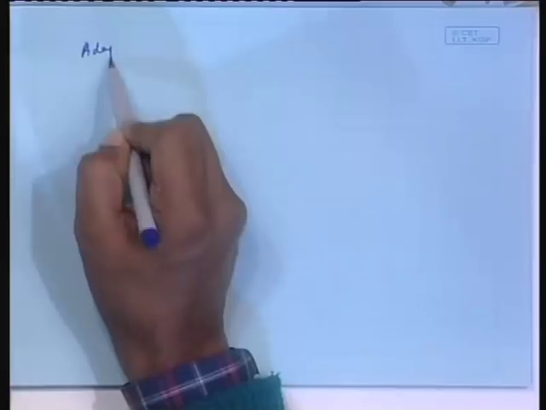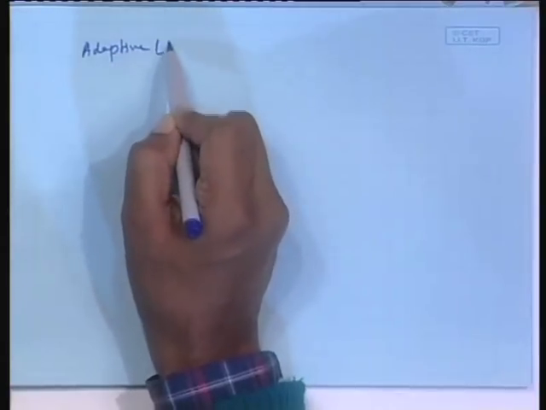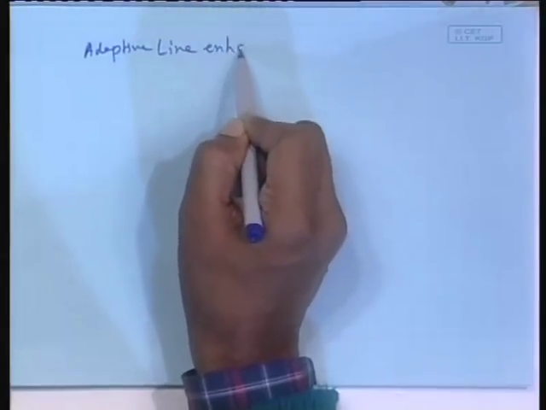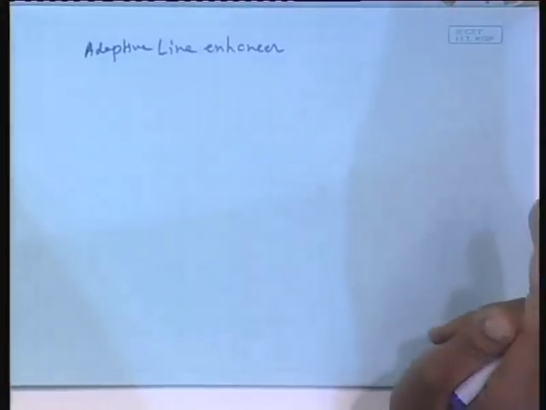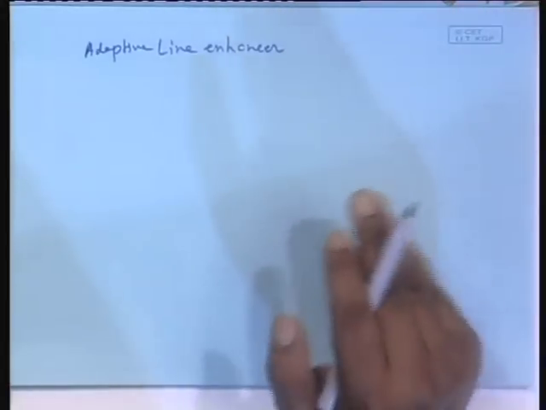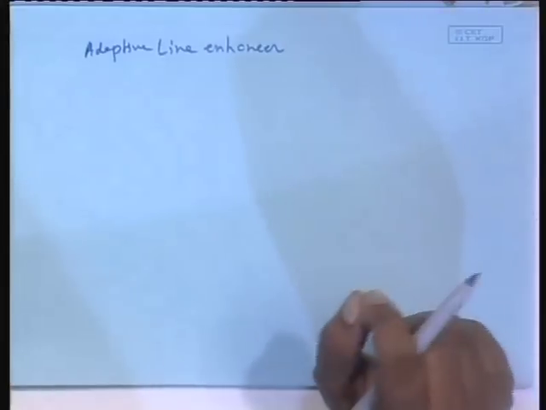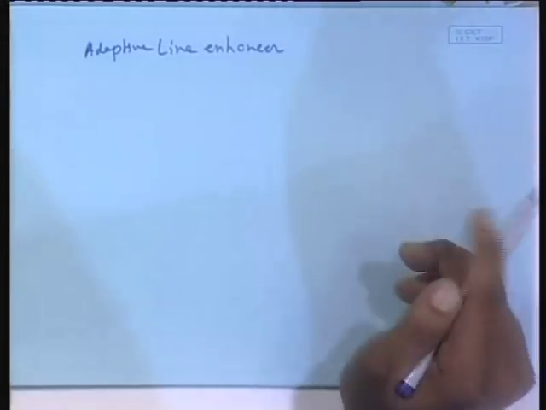Now, to give a few examples of adaptive filters, consider first what is called an adaptive line enhancer. In fact, if you see these books by Haykin or Farhang, you will find in chapter 1 plenty of beautiful examples, and each example could be one full semester course.